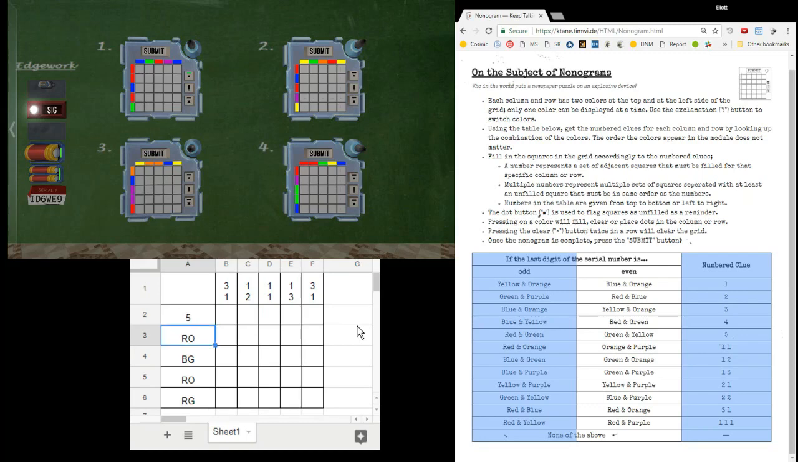Red-green is 5. Red-orange is 1, 1. Blue-green is 1, 2. Red-orange is 1, 1. Red-green is 5. So that gives me my puzzle. That's actually not correct. Let me verify my colors. This is red-green. Yeah, that's correct. Double-checking, worrying myself. So there's our grid.